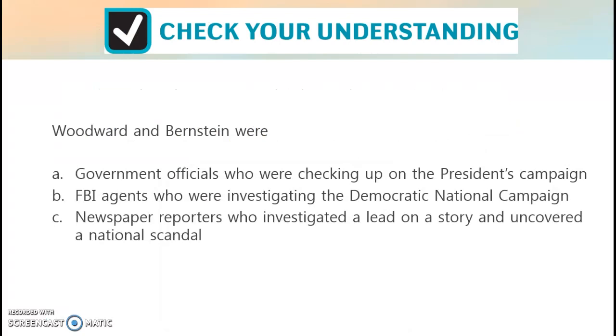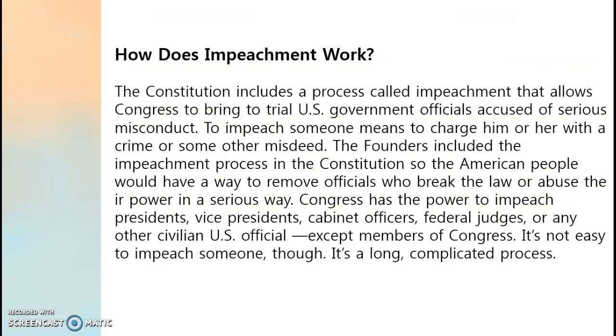So just for a second, let's take a pause. Woodward and Bernstein were, see if you can remember, A, government officials who were checking up on the president's campaign, B, FBI agents who are investigating the Democratic National Campaign, or C, newspaper reporters who investigated a lead on a story and uncovered a national scandal. Well, I just told you a second ago they were newspaper reporters, so you should have said C. Give yourself some applause there.